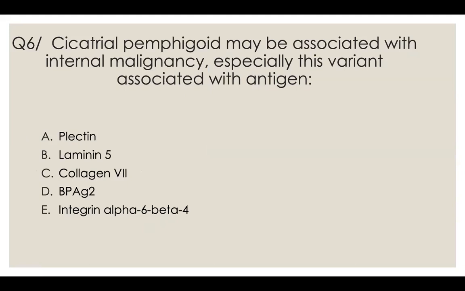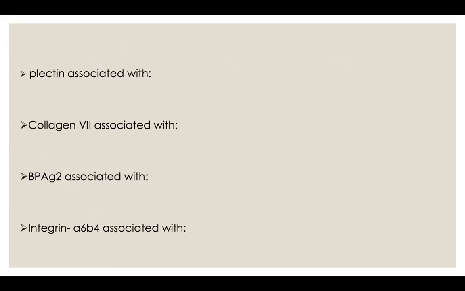Question 6. Cicatricial pemphigoid may be associated with an internal malignancy, especially the variant associated with which antigen? Is it plectin, laminin 5, collagen 7, bullous pemphigoid antigen 2, or integrin alpha 6 beta 4? Most of you answered B, and yes, it's laminin 5. Let's just have a quick revision.